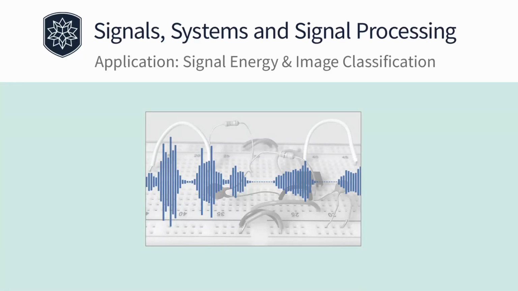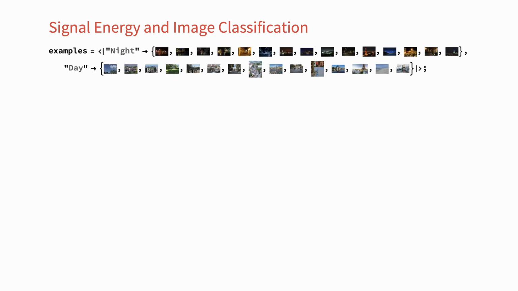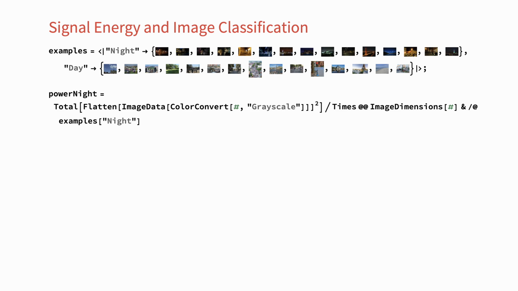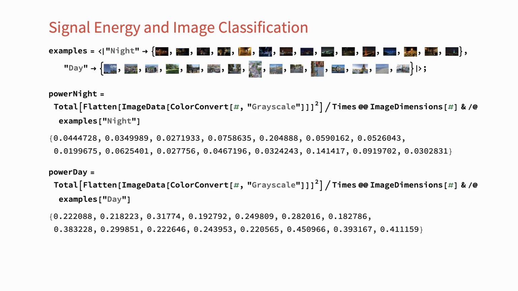Let's look at an application example, signal energy and image classification. In this application, we first show how signal's energy can be used to organize a set of night and day images into two different classes, and then we use a more sophisticated classification method. If we use an example data set containing labeled images of day and night, we can create a simple classifier by using signal's energy as the distinguishing image feature between the two groups of images.